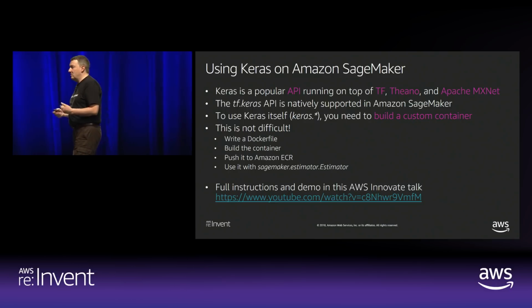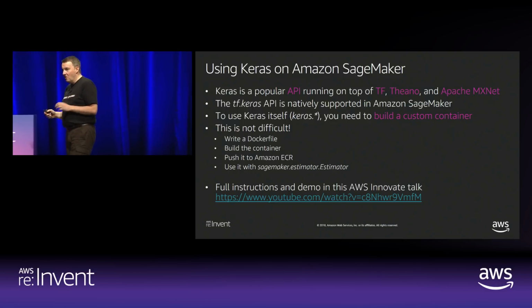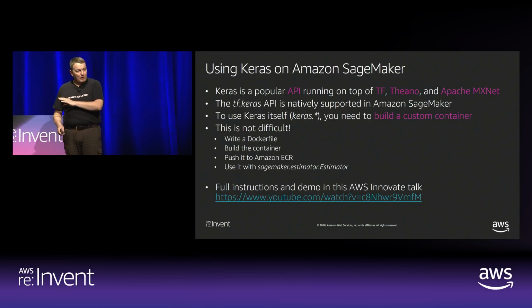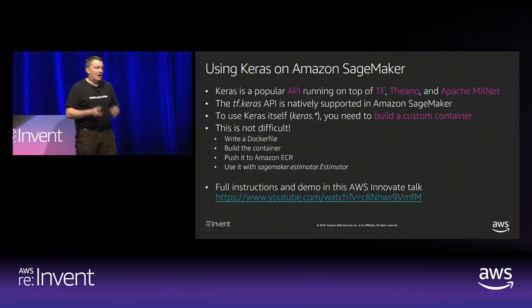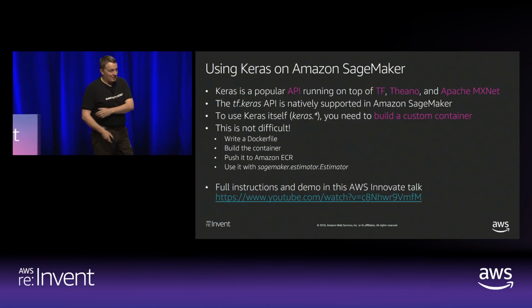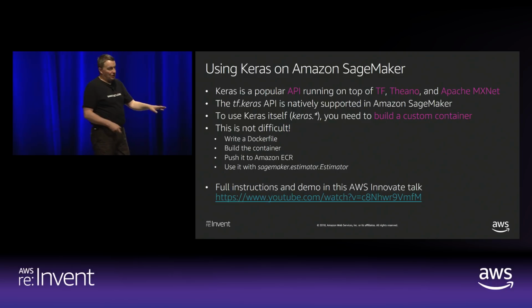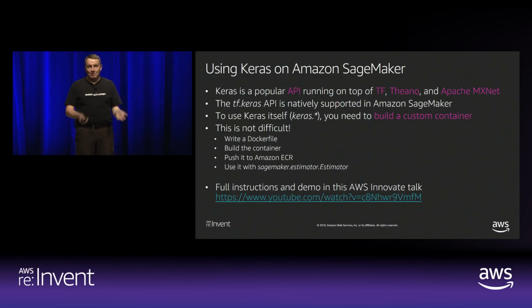Custom container sounds daunting, but no, it isn't. As you will see, the Docker file is super short. So you need to write that Docker file or reuse mine, build a container, push it to Amazon ECR, and just train and deploy exactly in the same way.